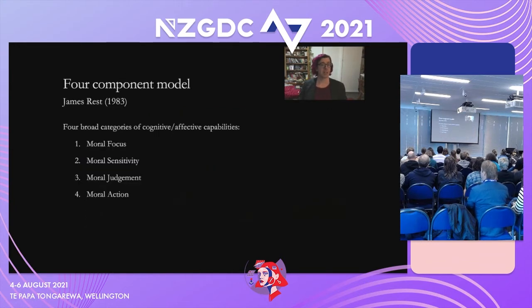One of the main psychological theories that embraces this dual process model is called the four-component model. It was originated by psychologist James Rest and has been continued by a number of his colleagues. Basically, the model breaks down moral thinking into four different skill areas: moral focus, moral sensitivity, moral judgment, and moral action. Moral focus is our motivation to act morally and give consideration to moral issues.